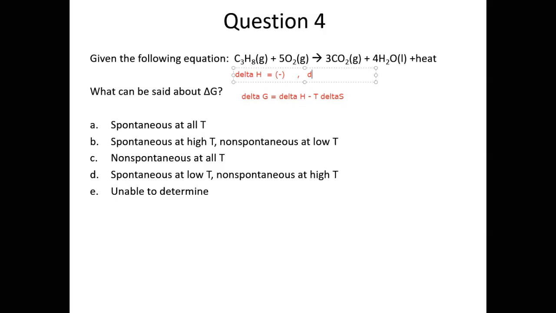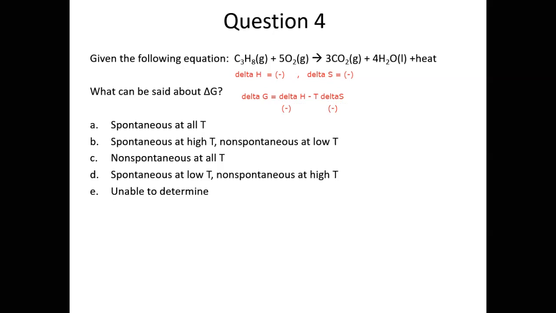Now, if we look at delta S, we have 6 moles of gas on the reactant side, 3 moles of gas on the product side. So here delta S would be negative as well. So what happens is delta H is negative and delta S is negative. So since delta S is negative, the negative T delta S becomes positive T delta S. And so as long as T delta S is less than delta H, it's going to be spontaneous.